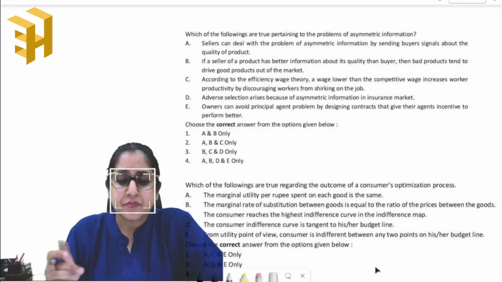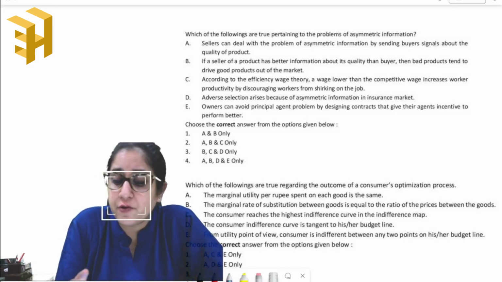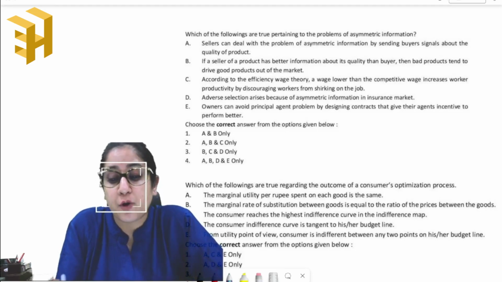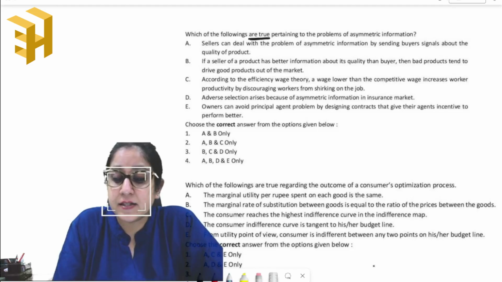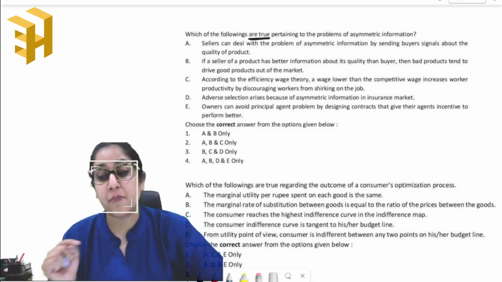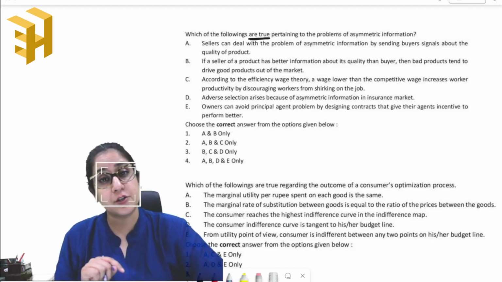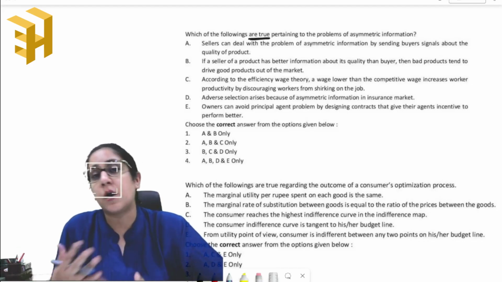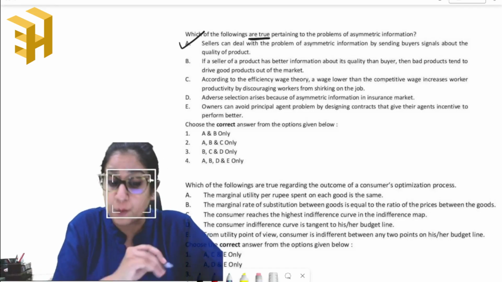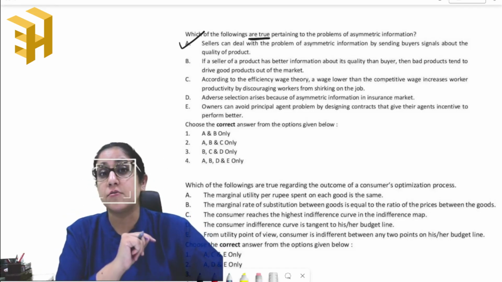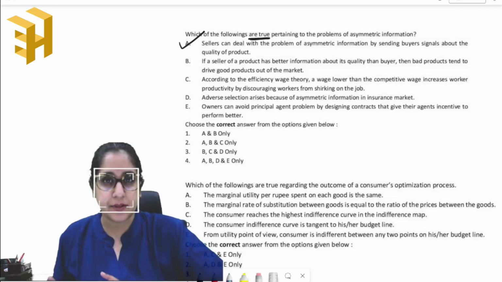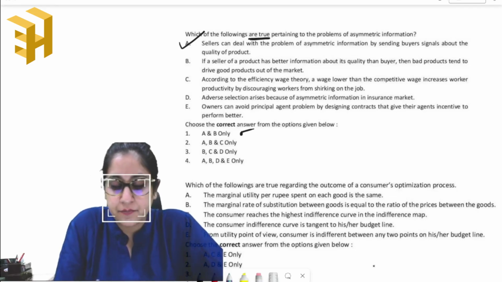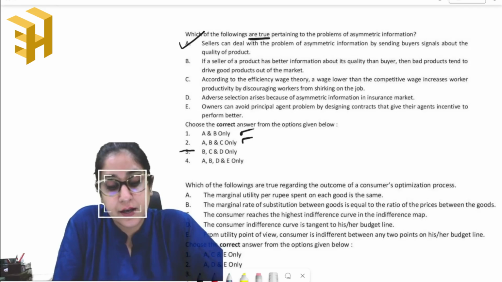So let's begin. Now, the first question is: which of the following are true pertaining to the problems of asymmetric information? First is that sellers can deal with the problem of asymmetric information by sending buyers a signal about the quality of the product. Yes, that's what advertisements or marketing is all about. So this statement is true. Now your next step should be to see the option where A should definitely be there. Okay, so A is there in 1, A is there in 2, but it is not there in 3, so I can strike it out, and A is there in 4.